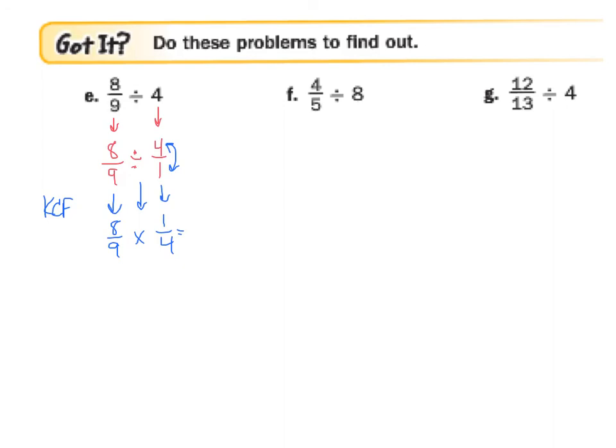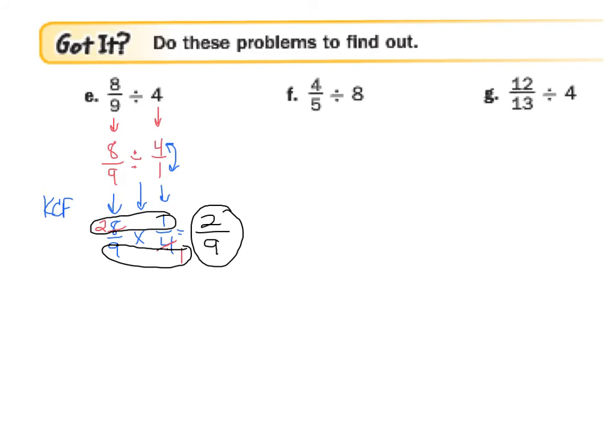So we multiply, and before I multiply, I'm actually going to simplify. The 9 and the 1 can't be simplified, but that 8 and the 4, I can divide them both by 4. So 8 divided by 4 is 2, and 4 divided by 4 is 1. So 2 times 1 is 2, and 1 times 9 is 9, and that's simplified and in good shape.